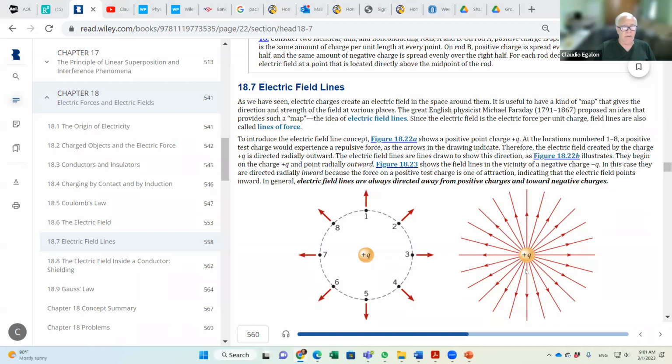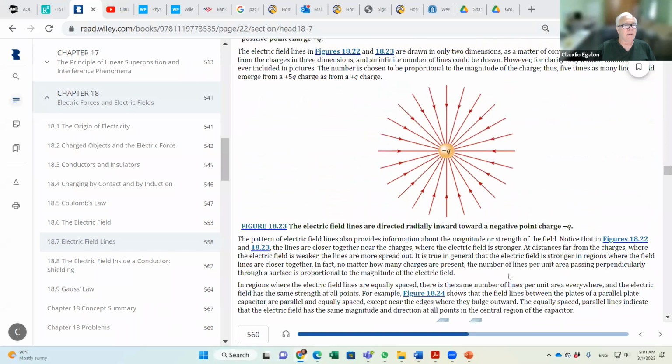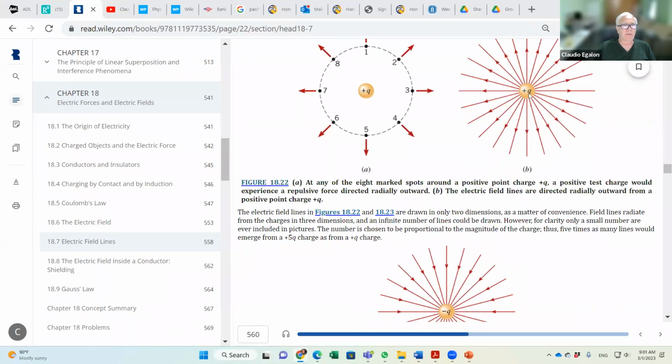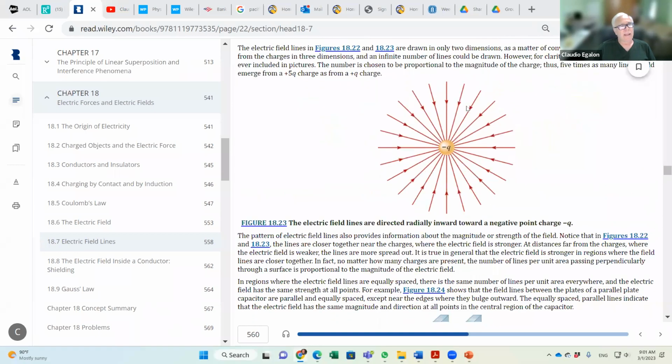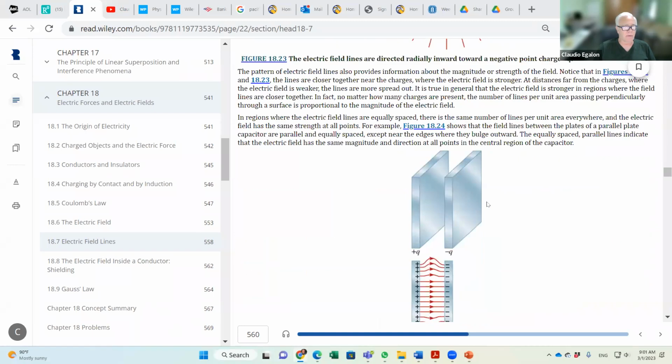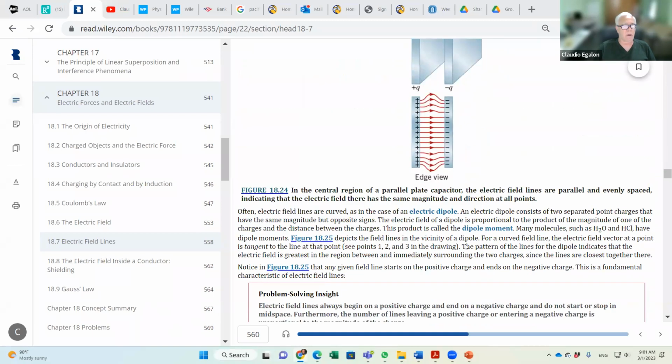The higher the concentration of the electric field lines, the stronger the electric field. That's how this is interpreted. Positive charges are sources of electric field, negative charges are sinks of electric field. And in real life, that's what happens between the plates of a parallel plate capacitor, where in the middle the field is very uniform.